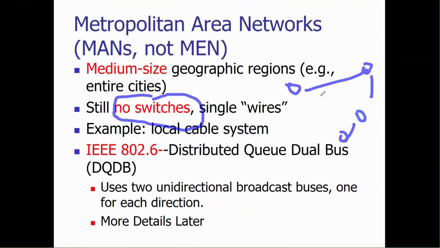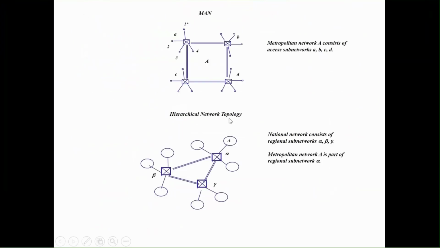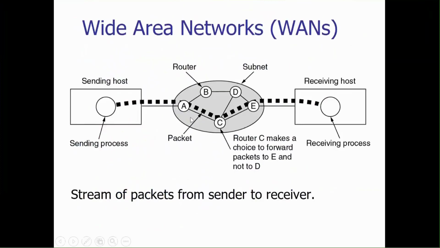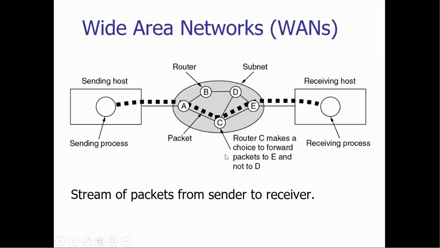Now with the WAN, we need to have a switch in between because they're very big, and these links run hundreds and hundreds of kilometers. So we have switching elements connecting the transmission lines together. And a very good example is the internet. And this is a good depiction of what a WAN is.